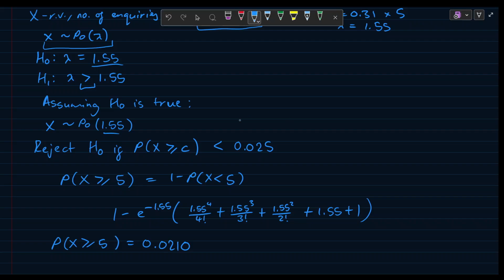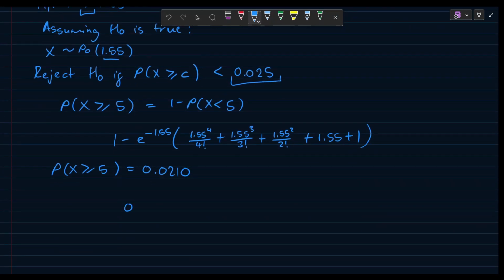So let's compare this value that we got from x is greater than or equal to 5 to our significance level. So 0.0210 is less than 0.025. So according to our rejection rule, we have to reject H naught.